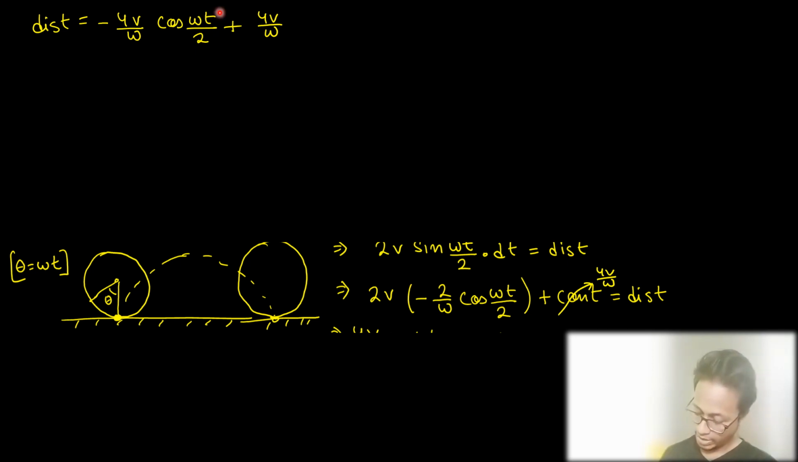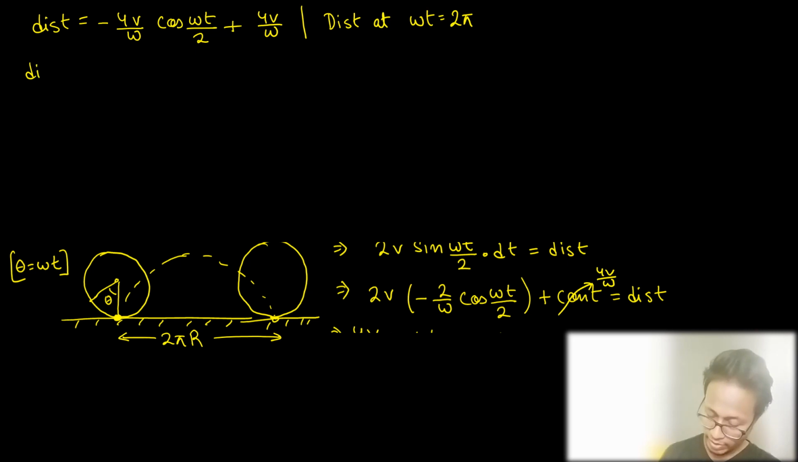Now the question is, at what distance do I need to find the value of omega t by 2? After one complete rotation, theta should be 2 pi. This entire length of straight line should be 2 pi r, so the wheel must have rotated by 2 pi angle. So theta must be 2 pi. If theta is 2 pi, omega t is equal to 2 pi. So we need to find the distance at omega t equal to 2 pi.